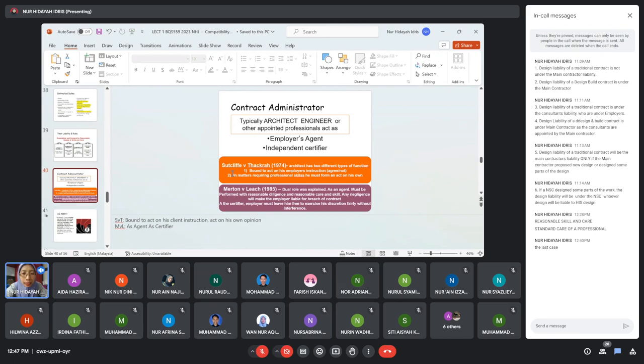Okay, and then the second thing: as certifier, the employer must leave him free to exercise his discretion. Discretion itu kalau I bagi marks, for example. Okay, ada dalam exam ada student A, student B. So dalam student A tu dia jawab one page full tapi duk keep repeating the same point.